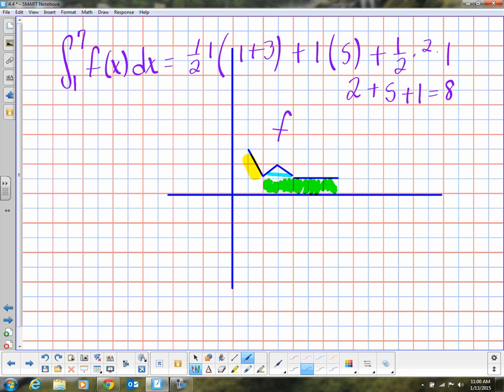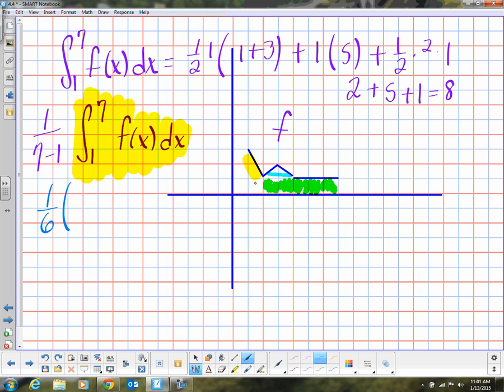So there's your A. Now, determine the average value. So that means it's going to be 1 over 7 minus 1 times the integral from 1 to 7 of f of x dx. So do we already know what this is? So on the AP exam, if they did this, what would you have had to do first, though they wouldn't have told you? You would have had to find that whole area, correct? So we're going to take 1/6 of 8, or get 8/6, or get 4/3.